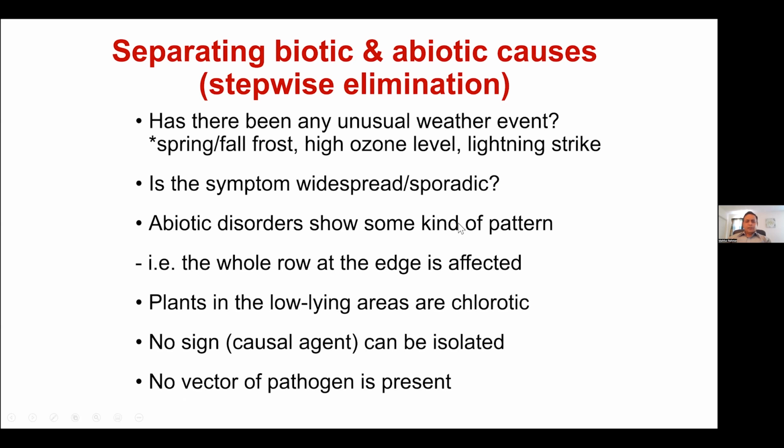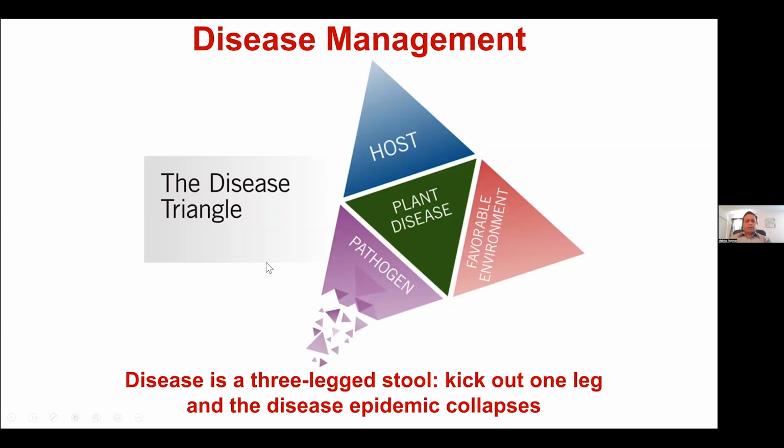Abiotic disorders always show some kind of pattern, maybe on one side of the area, or even the whole plant, all the plants in one area will be affected. On the other hand, if it's a biotic disease, that means it will be caused by biotic agents, fungi, bacteria, nematodes, or viruses.